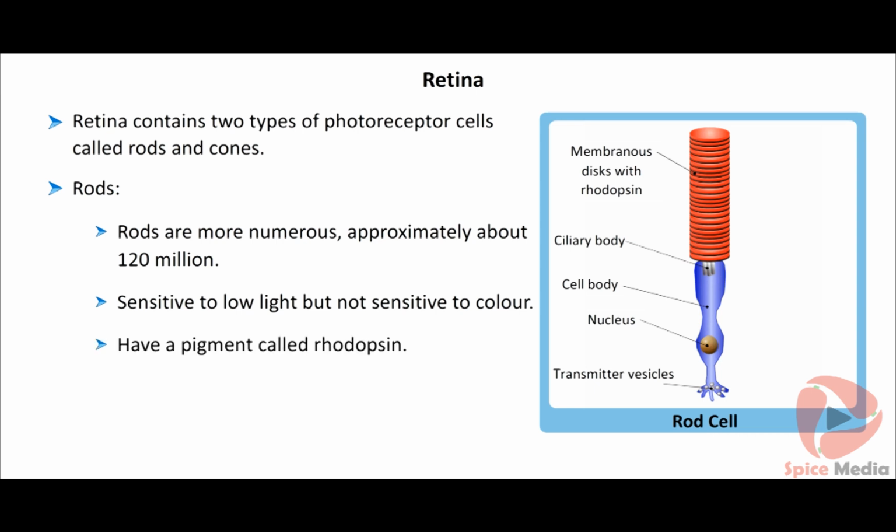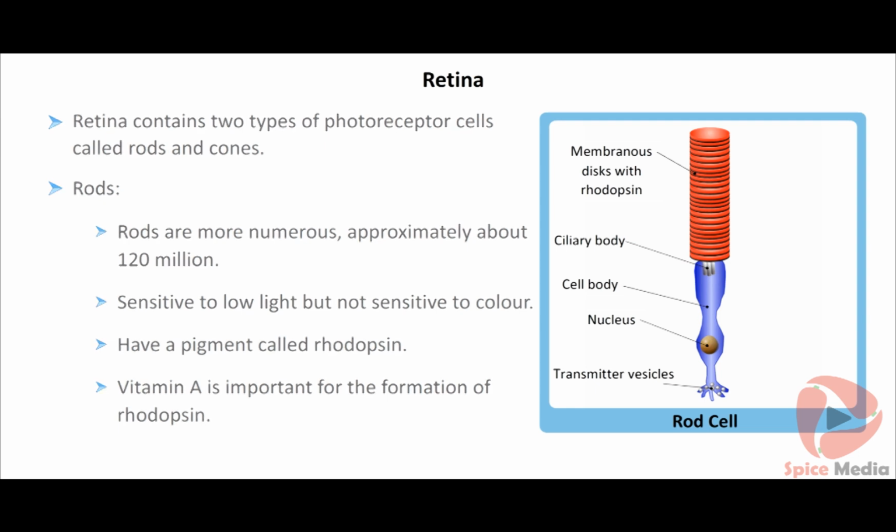Rods have a pigment called rhodopsin or visual purple, which helps in detecting the light. Vitamin A is important for the formation of rhodopsin. Deficiency of vitamin A leads to the development of night blindness.